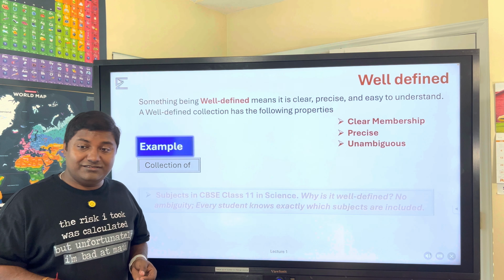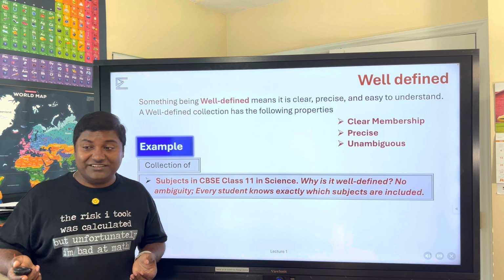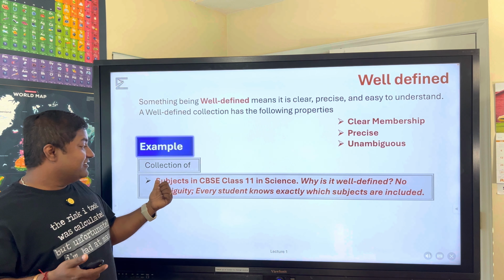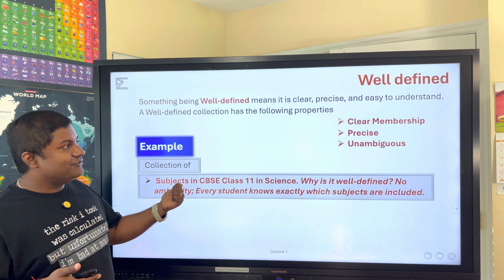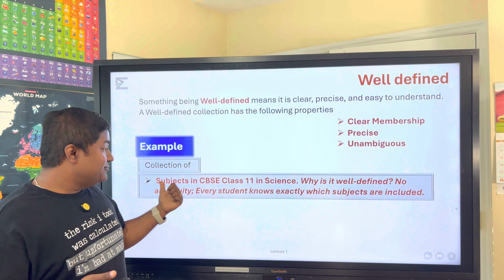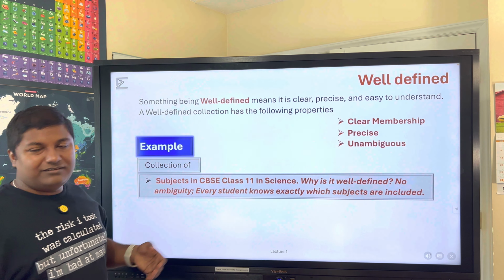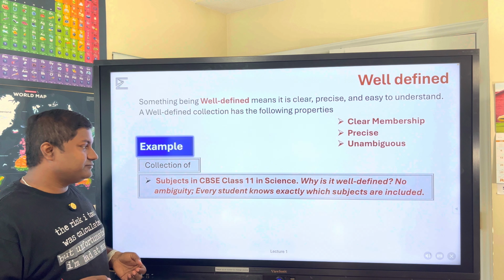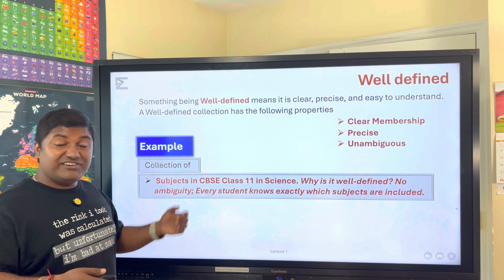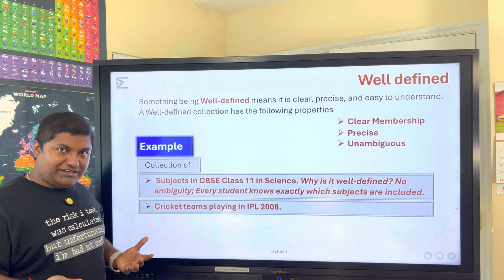Example of well-defined collection are collection of subjects in CBSE class 11 in the branch of science. Why is it well defined? Because for creating this collection, I have given you enough information so that we'll have an idea about the membership. We made it precise by giving you a lot of information like CBSE board, class 11 in the branch of science, and because of this, it became unambiguous. And if you ask this question to everyone who knows about CBSE board science subjects in class 11, they will always have the same answer. Next, cricket teams playing in IPL 2008.